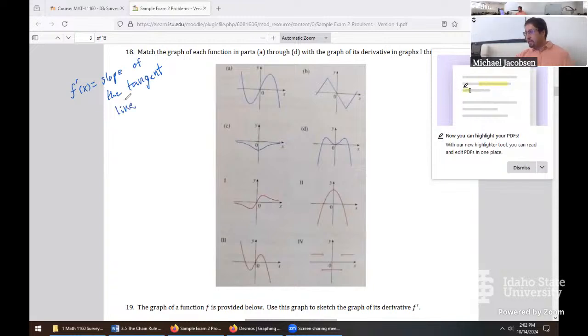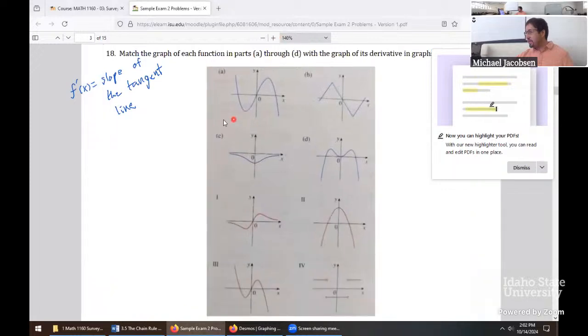So let me see if I can zoom in on this just a touch more. Okay, that ought to do it. So you have A through D is the ordinary graph. I through IV, 1 through 4, is the graph of the derivatives. So let's put down here, these are the graphs of f prime of x. So that's basically the first thought we want to have for any kind of problem like this one. It is a challenging problem, I'd say, as well. So let's go through this one really carefully.